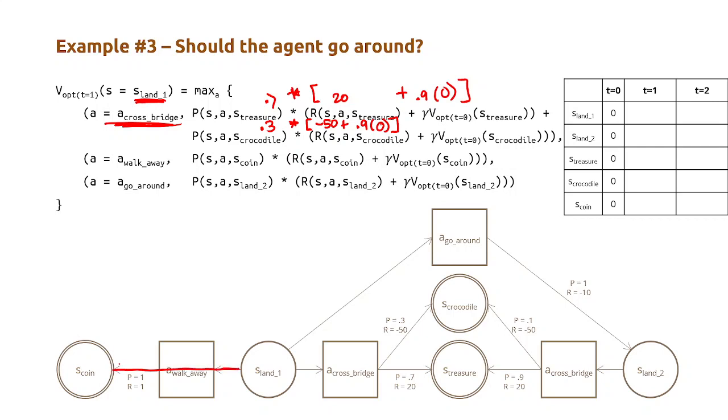Next, we calculate the value of this path. So what's the probability? The probability is 1, multiplied by the reward of 1, plus gamma of 0.9 times the optimal value of S coin at time t equals 0, which is basically 0.